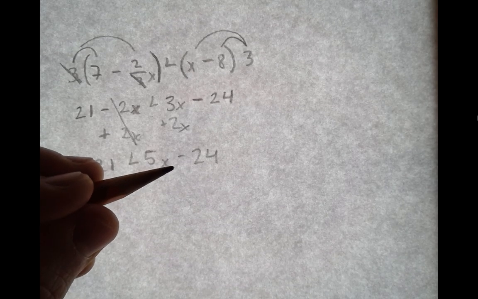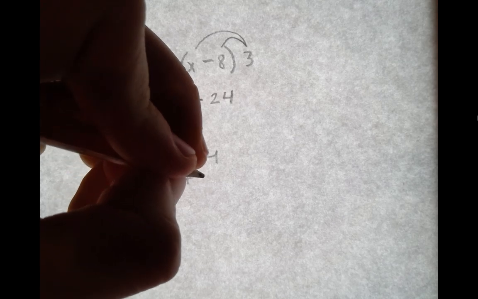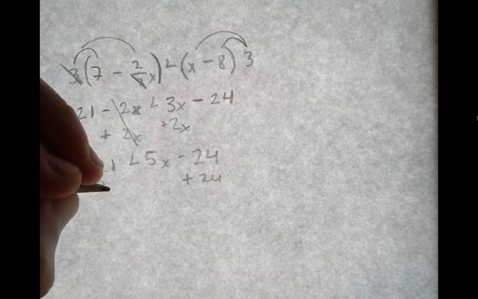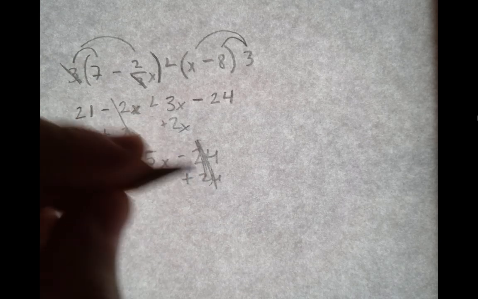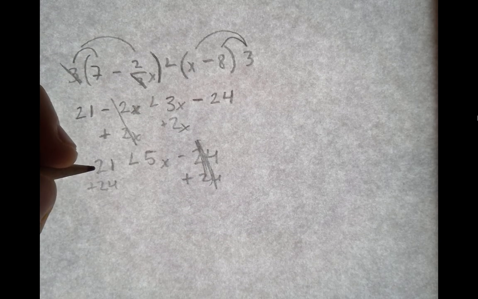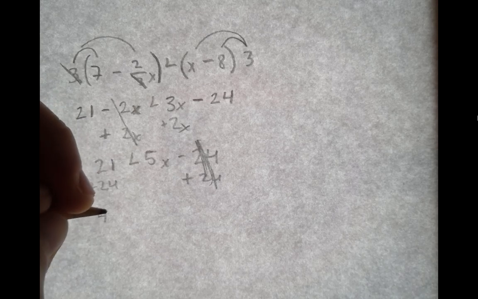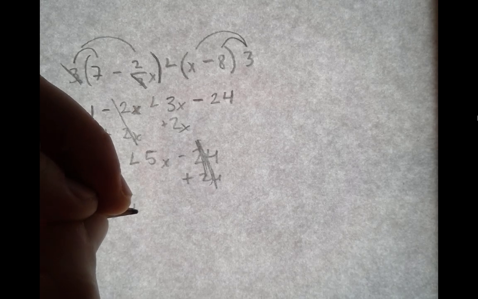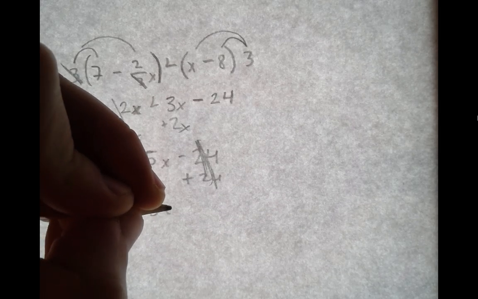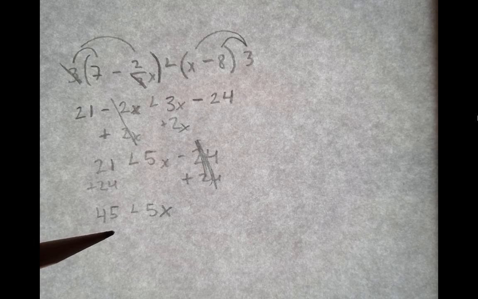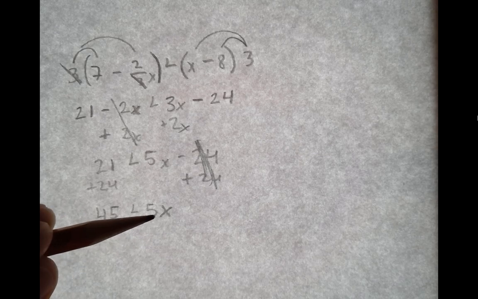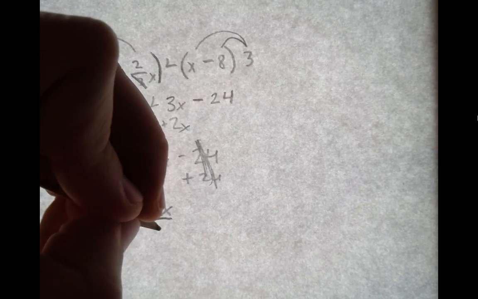I'm going to add this 24 to both sides. Plus 24 to both sides. Negative 24 plus 24 becomes 0, so I can cancel that out. 21 plus 24 should be 45 is less than 5x. And we already had a 45 and a 5 in the last time we did this. Let's just do it. Divide 5 from both sides to get the x alone.